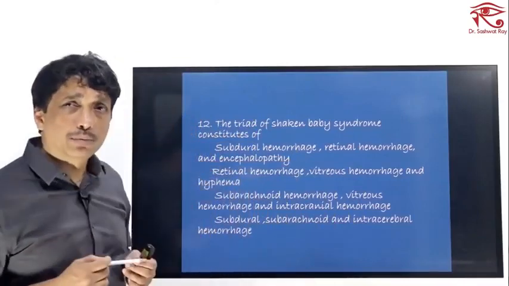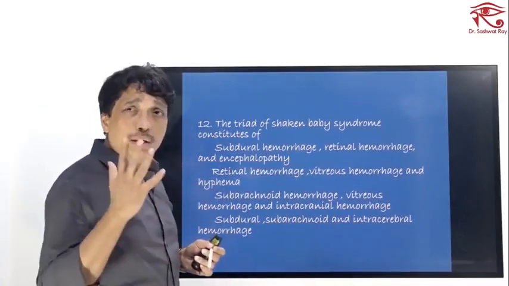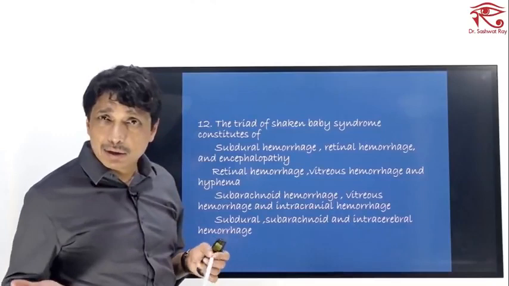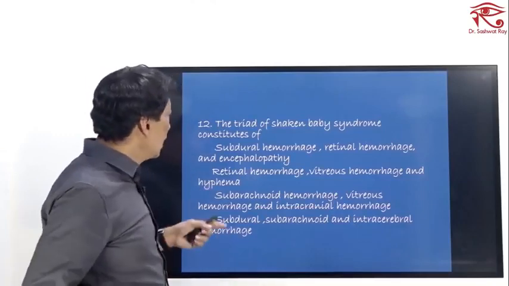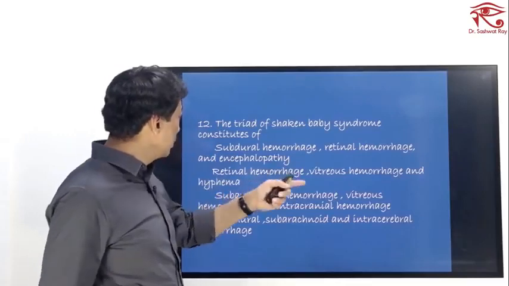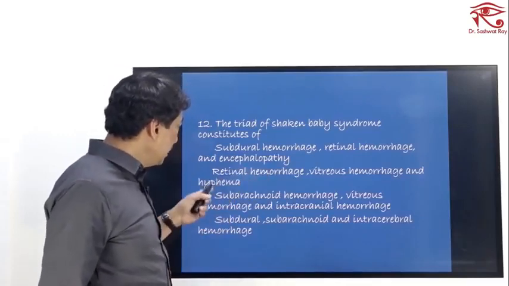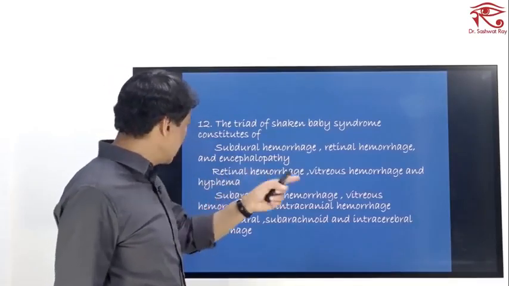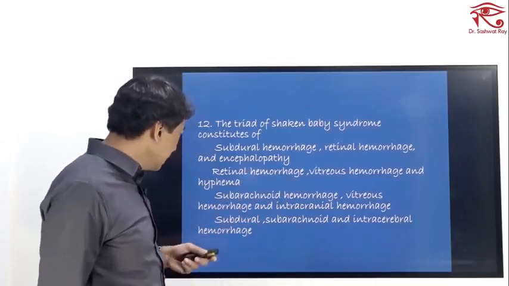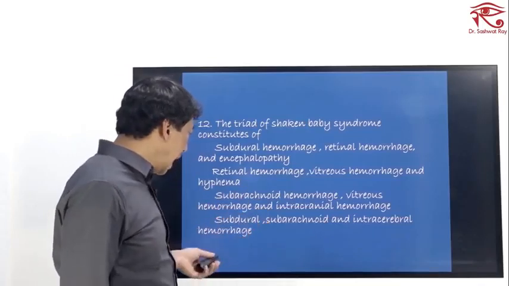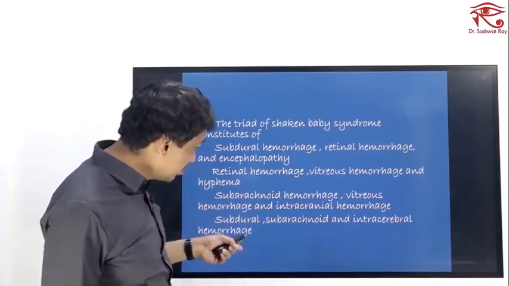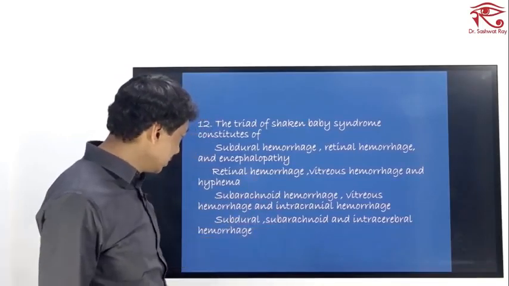But this can be diagnosed by the classic triad of shaken baby syndrome, also called battered baby syndrome. Let's look at the options. Choice A tells us a triad of subdural hemorrhage, retinal hemorrhage, and encephalopathy. B tells us of retinal hemorrhage, vitreous hemorrhage, and hyphema, really bad. C, subarachnoid hemorrhage, vitreous hemorrhage, and intracranial hemorrhage. And the last one is subdural, subarachnoid, and intracerebral hemorrhage.